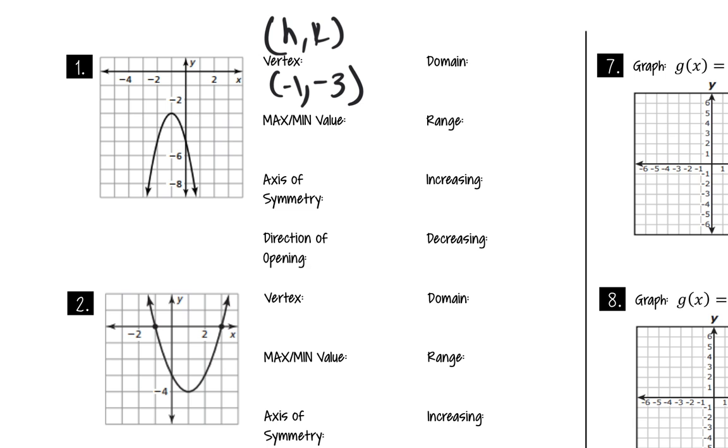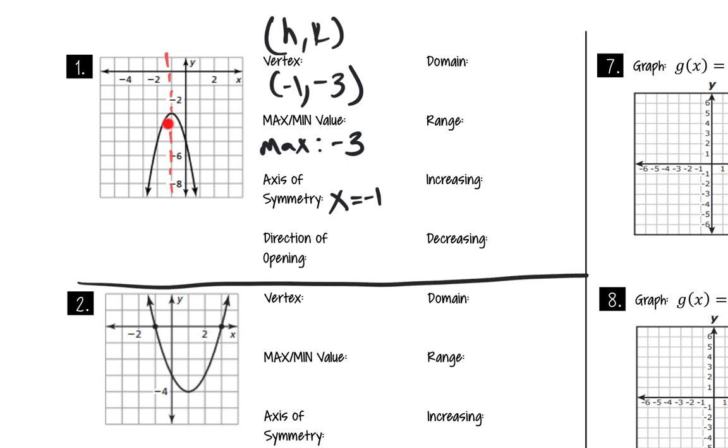So my maximum is -3 because it's that highest y value. Axis of symmetry is the h value, so -1. Axis of symmetry cuts my graph in half here. Notice it cuts the x-axis, that's why it's x equals. For my direction of opening, my graph opens down.